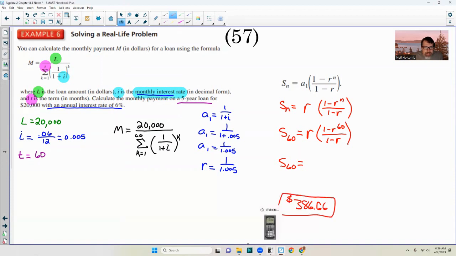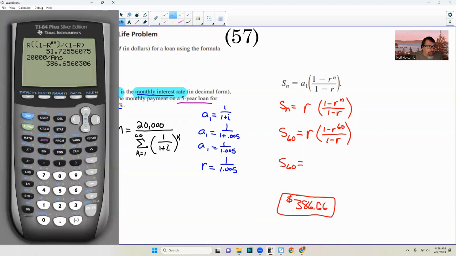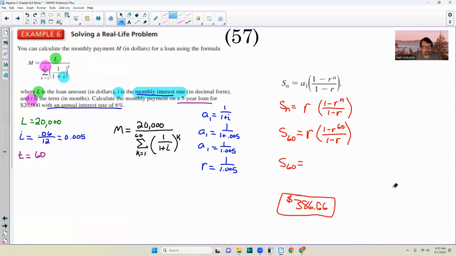If I now multiply that by the number of months, which is 60, it's $23,199.36. So the sum of all those payments is $3,199 more than what we borrowed, and that's your interest. Okay? But what this question was asking is to calculate your monthly payment, and it is $386.66. Okay, hopefully you understood that. It's a bit of a challenging problem, but there you have it. So now you should be able to do problem number 57 if you understood that.